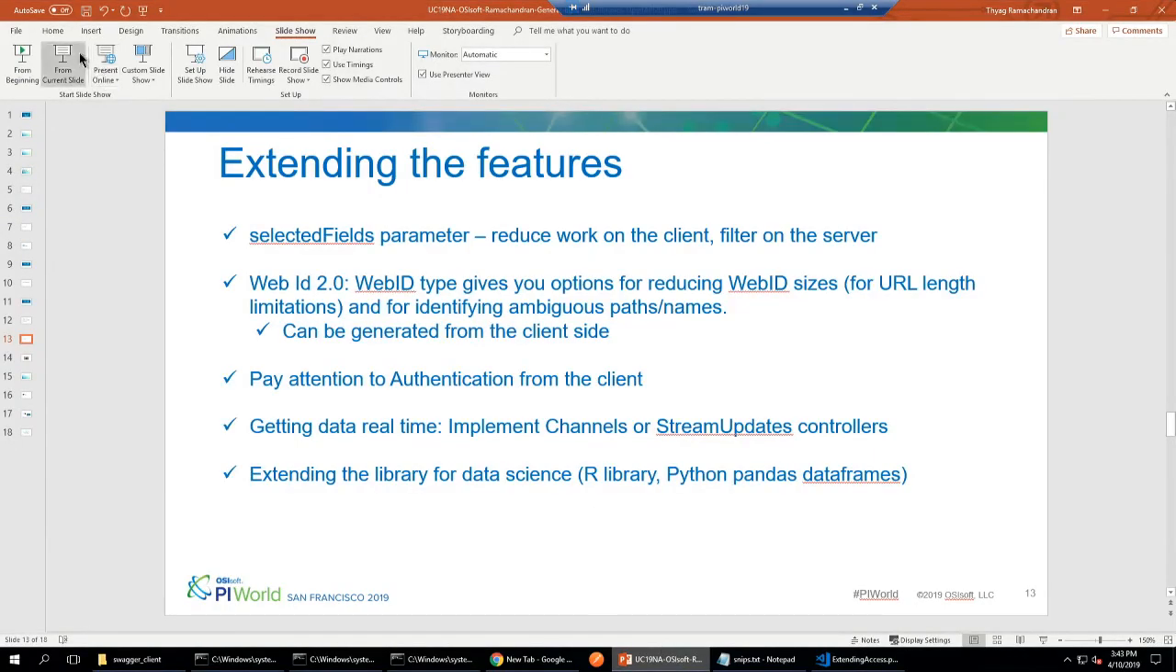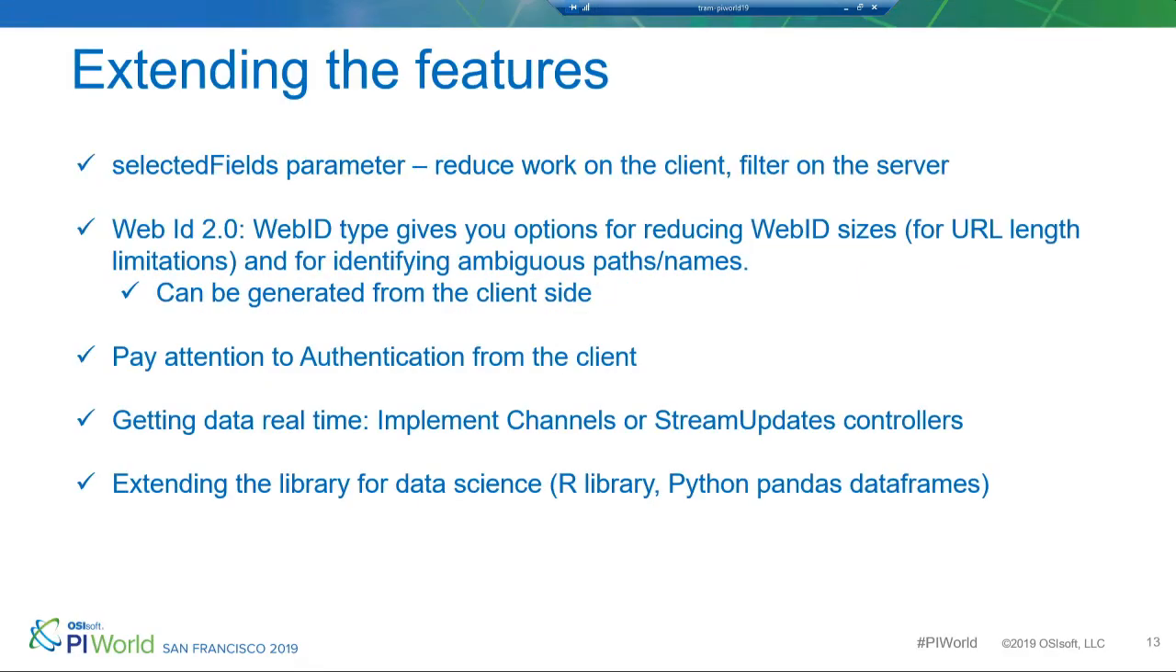So with that, let's look at some of the things that we discussed. I think we talked about selected fields parameter, reduce the work on the client, make the server do all the work. WebID 2.0, we haven't really discussed, but you can append multiple WebIDs. So for example, if you want to get the current value of 500 PI points, you can typically put them in a call and append all the WebIDs, but that would lead to a very long URL, and also that would lead to some resource limitation on how much your browser can handle or how much the application can handle.